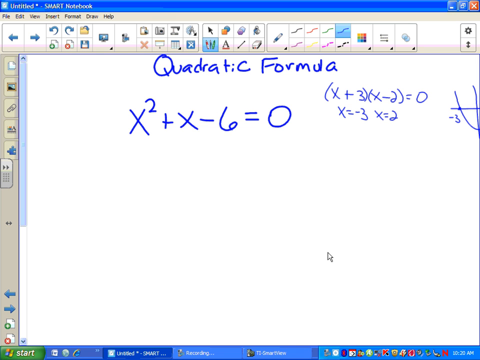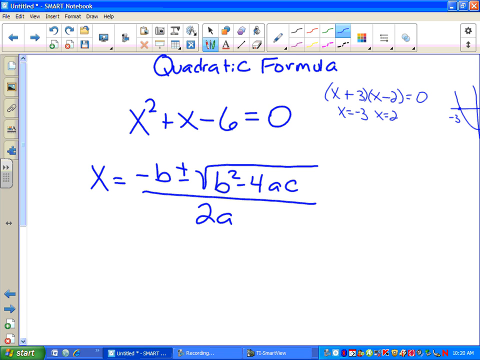Do you remember the quadratic formula we said in class? Let's write it down. X equals negative b plus or minus the square root of b squared minus 4ac, all divided by 2 times a. Remember that? Have that memorized.